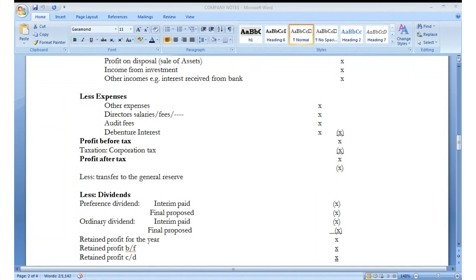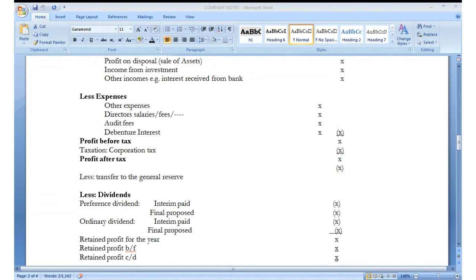Remember, after we get the profit, it's like we are subdividing that profit into various functions. First, we pay tax. Second, we transfer some funds to general reserve. Third, we pay shareholders dividends. Now, after doing all that, what remains is now what we refer to as retained profit. It is now the profit that remains after paying tax, after transferring to general reserve, and after paying dividends. Now, that's retained profit that remains for the year.